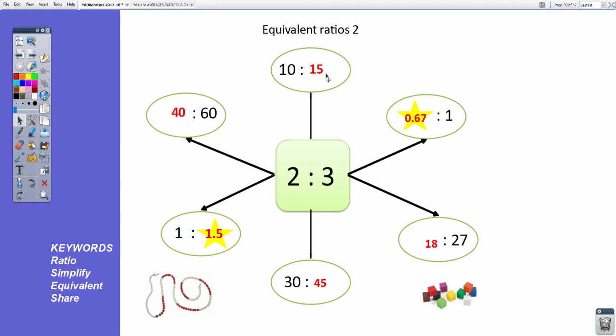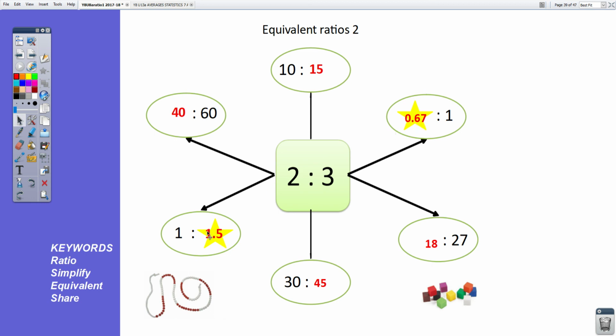Right, 10 to 15, 40 to 60, 30 to 45 and 18 to 27 are the basic ones. Here we've gone from 2 to 1, so we've divided by 2. So we have to do 3 divided by 2, which is 1.5. And this one over here, 3 to 1 we've divided by 3, and 2 divided by 3 is 2/3, which to 2 decimal places is 0.67.